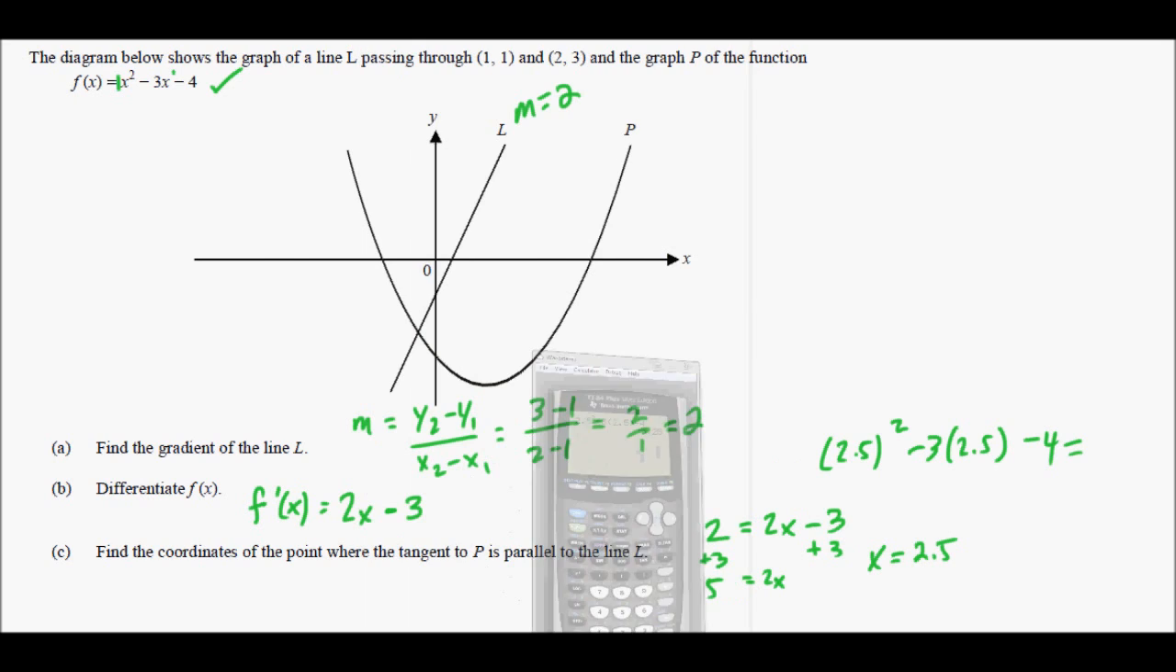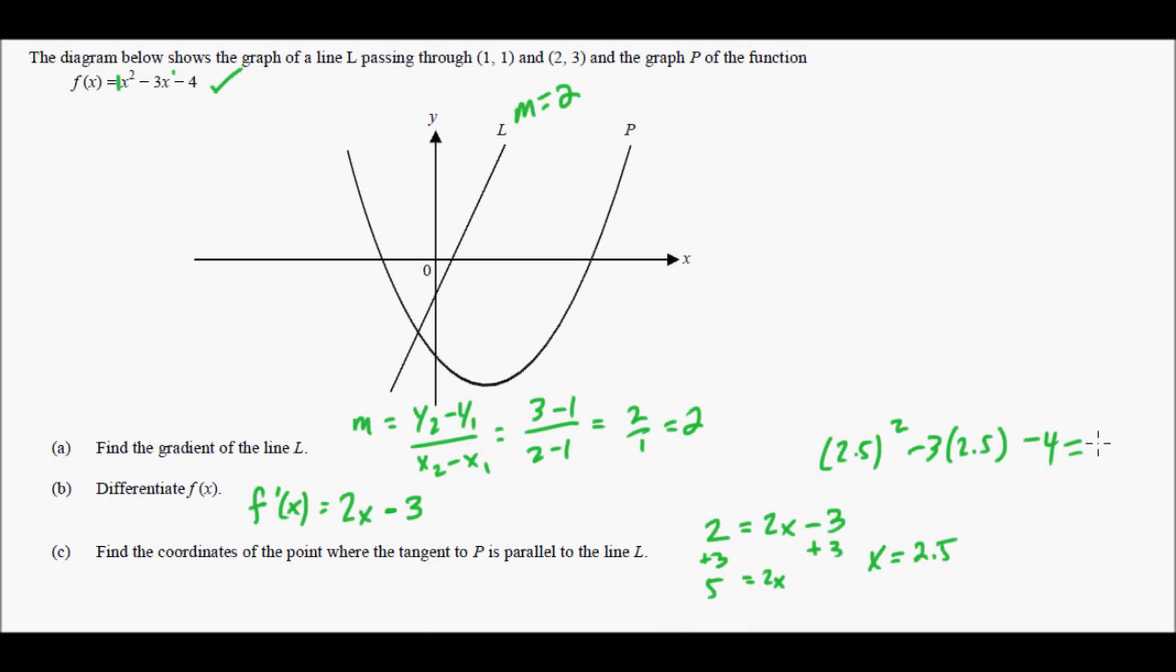Okay, negative 5.25. So our point here is 2.5, negative 5.25, and that's our coordinate there.